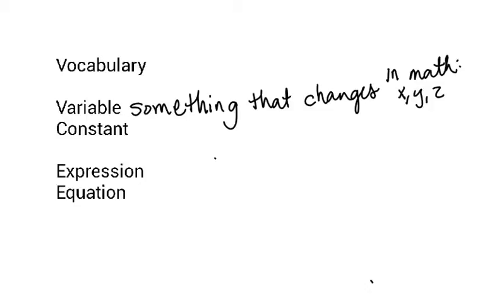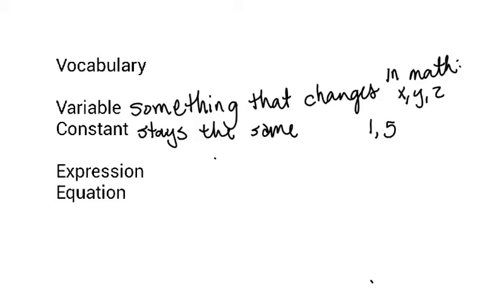A constant is something that stays the same. And so in math, that's going to be any numbers. So like the number 1 is always the number 1. The number 5 is always the number 5.